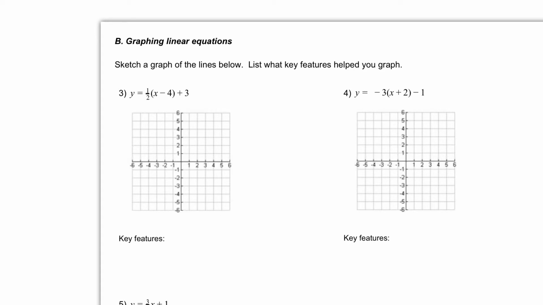Okay, in letter B here, we want to sketch a graph of the lines below and list what key features helped us graph this. So if we take a look at the equation in number 3, it says y equals 1/2 times (x minus 4) plus 3.